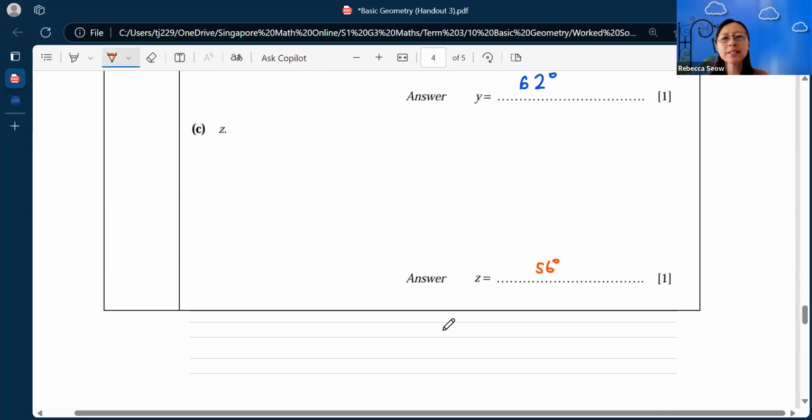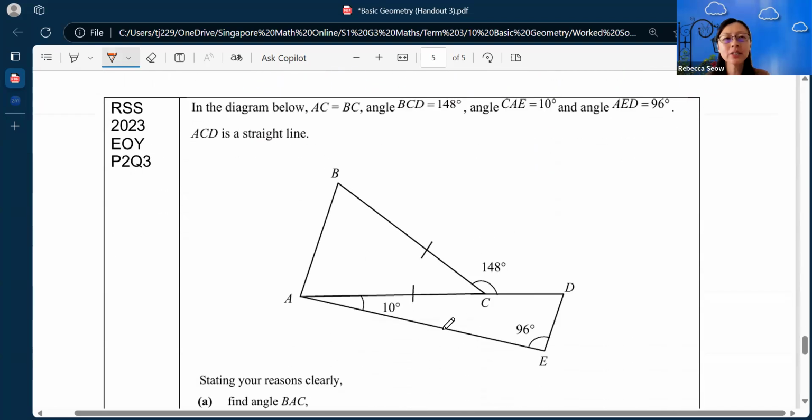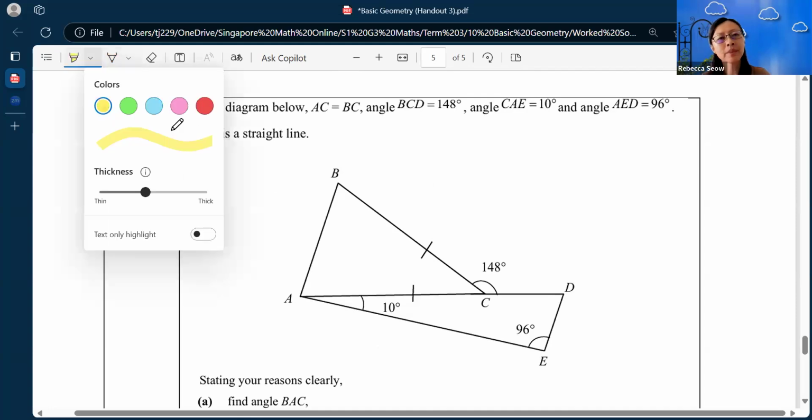So this will be it for a question from Springfield. 56 degrees. All right. Finally, let's take a look at RSS 2023. We have paper 2, question 3. And here we are told that in the diagram below, AB is equal to AC. Angle BCD is 148 degrees. Angle CAE is 10 degrees. We have angle AED being 96 degrees. And ACD is a straight line. Wow, quite a bit of information. Let's just quickly put it down first.